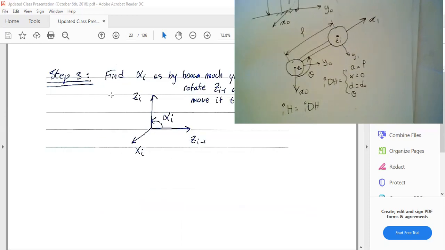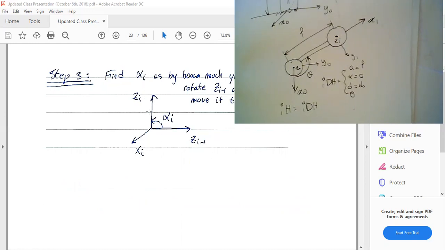Now, in order to find alpha, we said alpha is you rotating z0 about the previous x in order to get to z1. Remember, we're starting from the base frame, and we're doing that sequence of rotations in order to bring the base frame, frame 0, into frame 1. So you're going to apply that sequence from left to right. So alpha is a rotation about x of z0 to bring it into z1.